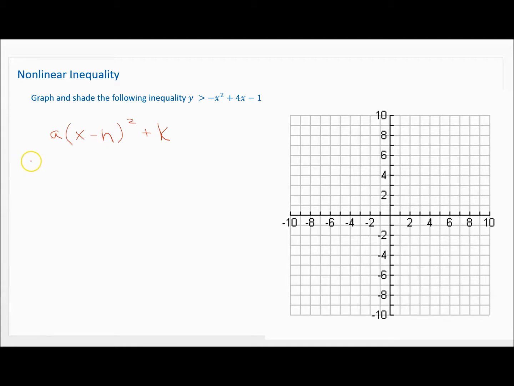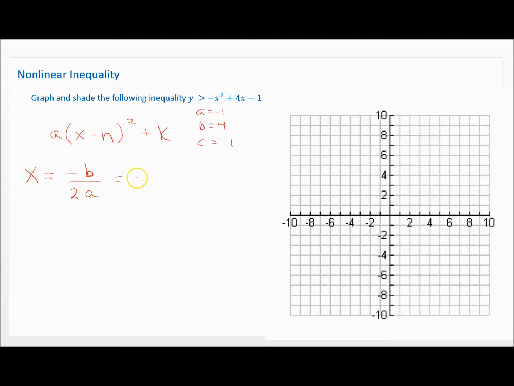The vertex, or the h value, or we call it x, is equal to negative b over 2a. Now, a, b, and c is like for the quadratic formula. So in this case, my a is negative 1, my b is the coefficient of x, which is 4, and my c value is negative 1. So when I plug in those values, and notice this is just part of the quadratic formula, the part without the plus or minus square root. Okay, so negative b over 2a.